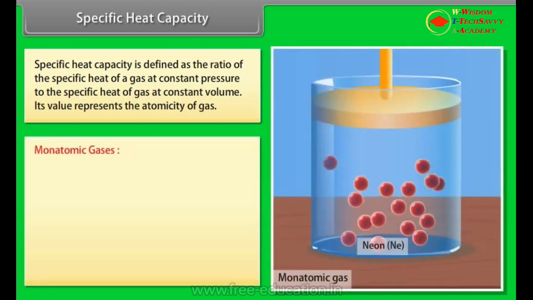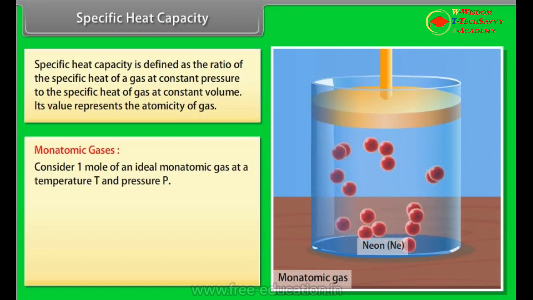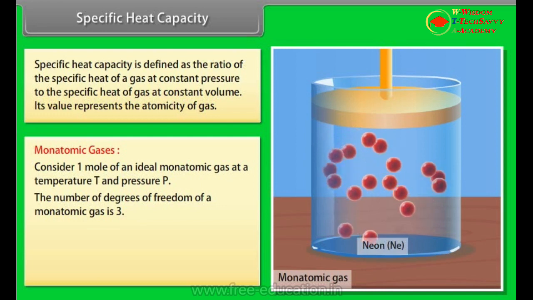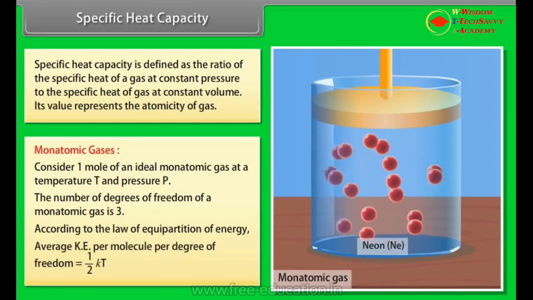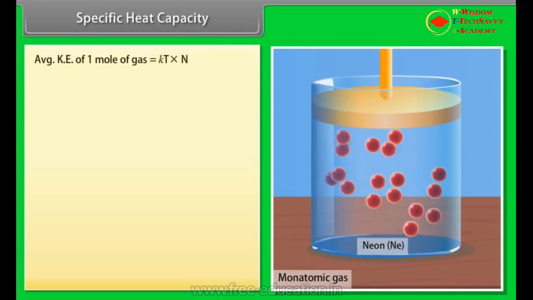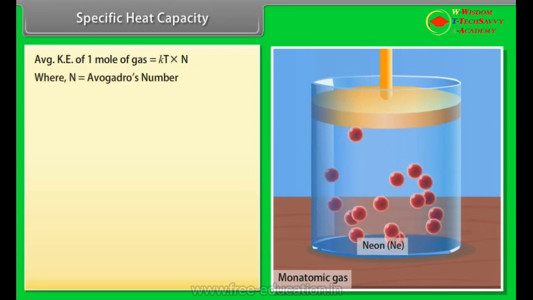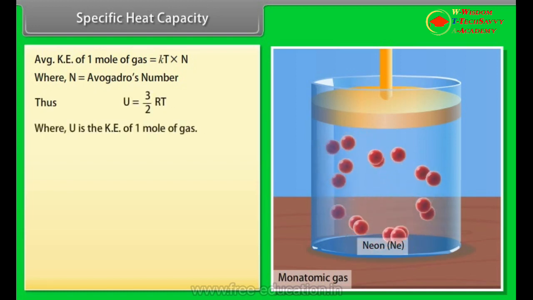Monoatomic gases. Consider 1 mole of an ideal monoatomic gas at a temperature T and pressure P. The number of degrees of freedom of a monoatomic gas is 3. According to the law of equipartition of energy, average kinetic energy per molecule per degree of freedom is equal to half kT. Average kinetic energy of 1 mole of gas is equal to kT into N, where N is equal to Avogadro's number. Thus, U is equal to 3 by 2 RT, where U is the kinetic energy of 1 mole of gas.